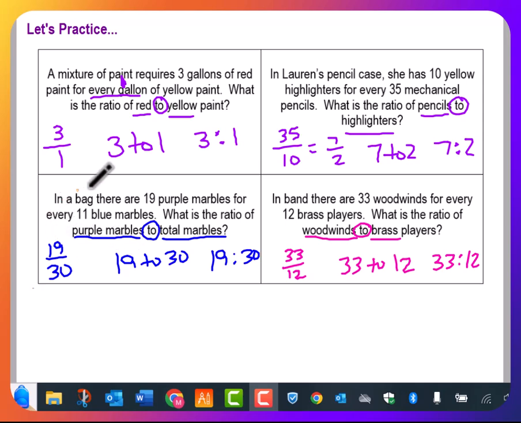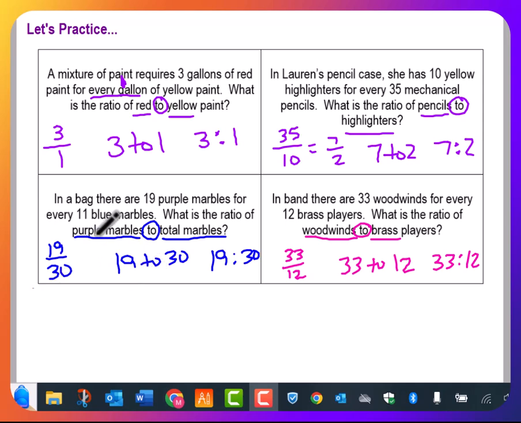Okay, so in the one with the marbles, they're asking for the ratio of purple marbles to total marbles. So they tell us that there are 19 marbles, so that goes first. 19 purple marbles. That's what goes first. And then it tells us that there's 11 blue marbles. But we want the total number of marbles. That means we need to add the purple and the blue together, because it tells us there's only the purple and the blue marbles. So 19 plus 11 is 30. Does not simplify, so our ratio would be 19 to 30.